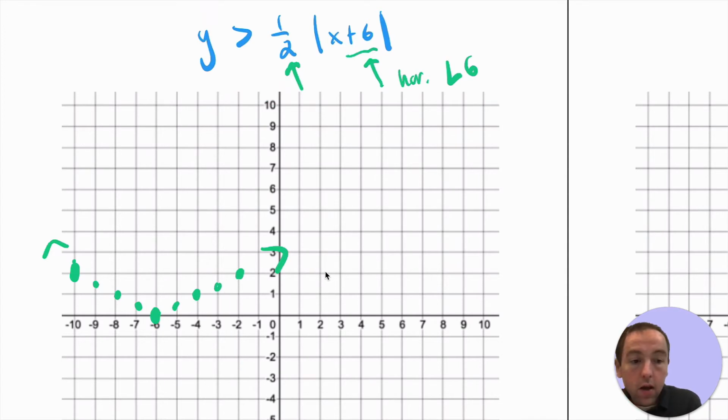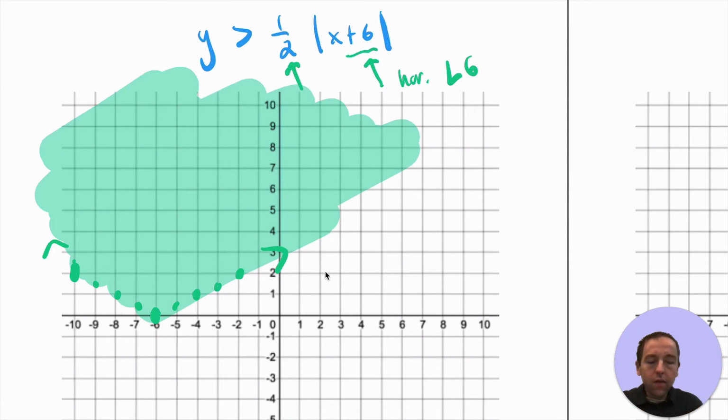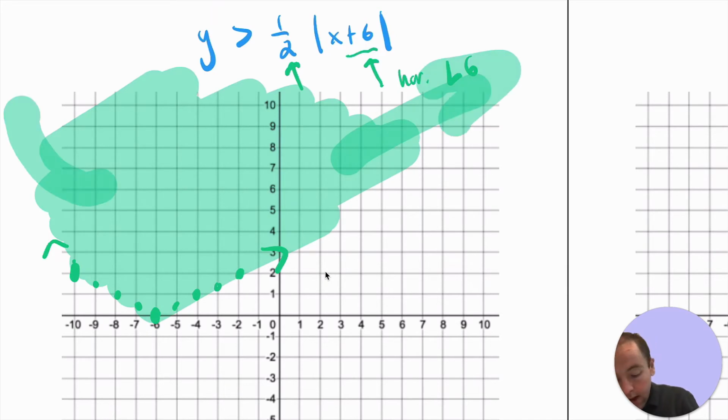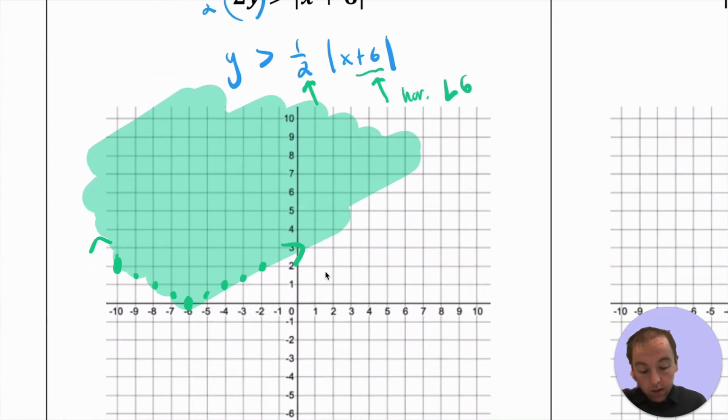So I could just keep it dotted like I have, or if I wanted to dash the line, that would be fine. And then it turns out that the y values that are going to be greater are going to be above this V shape. So I want all of these ordered pairs contained inside of the V shape, really above the V shape. Of course it's going to shade forever that way and that way, leftwards and rightwards and upward from there.